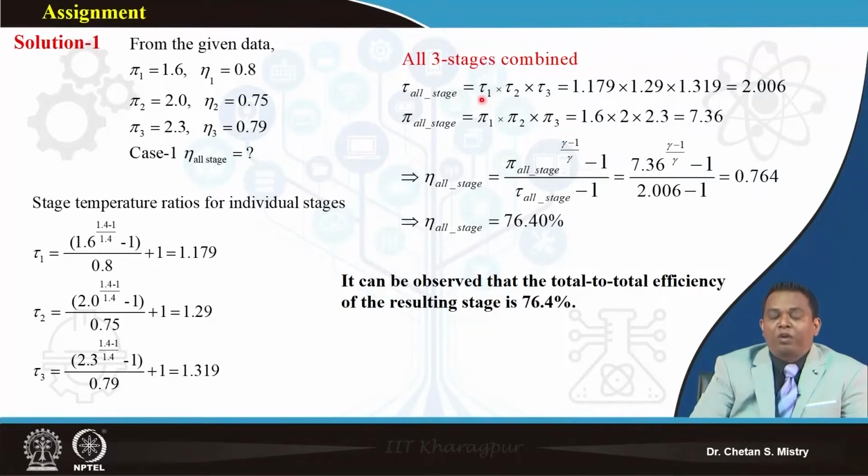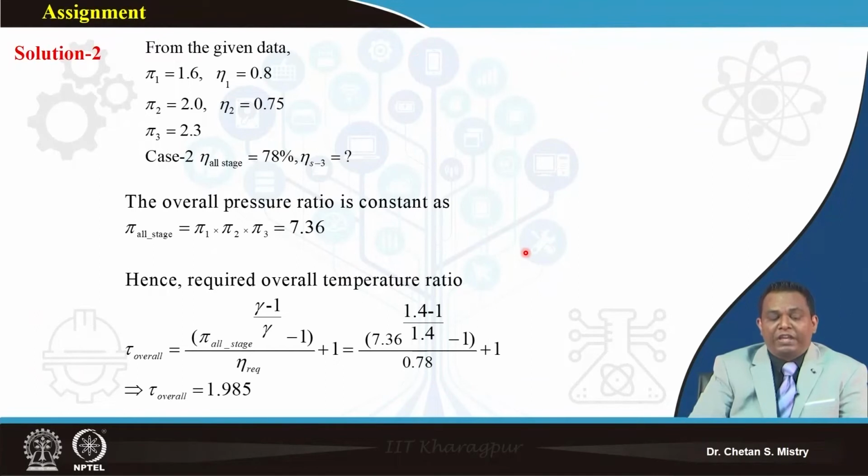Based on that we can calculate the overall temperature ratio for all three stages. We know the total pressure ratio for all three stages, and based on that I can calculate the overall efficiency including all the stages, in terms of the overall pressure ratio and overall temperature ratio. Putting in these numbers, my overall efficiency comes to 76.40%. This gives you an idea of the impact of different pressure ratios and different polytropic efficiencies.